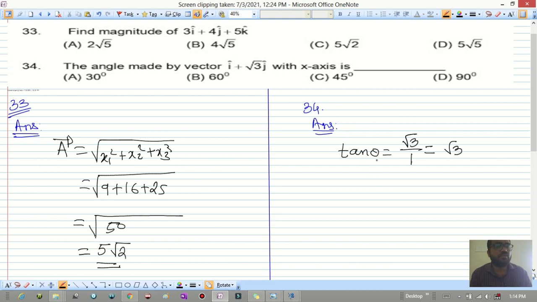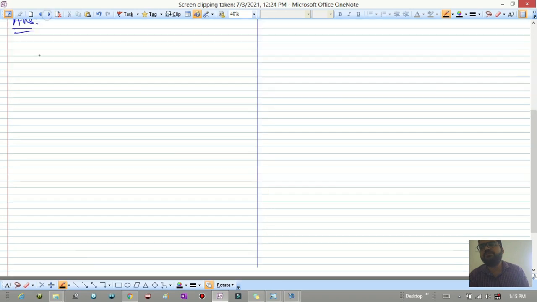So at what value of theta is tan theta root 3? We know that it is at an angle of 60 degrees. So theta we have is 60 degrees with respect to the x axis. So it is given in option B.